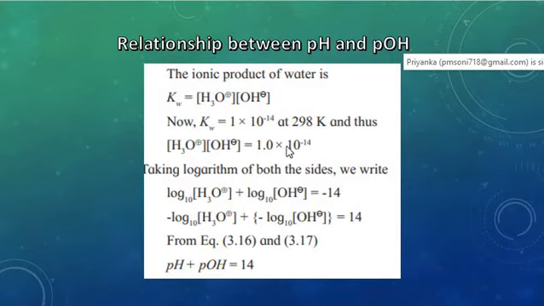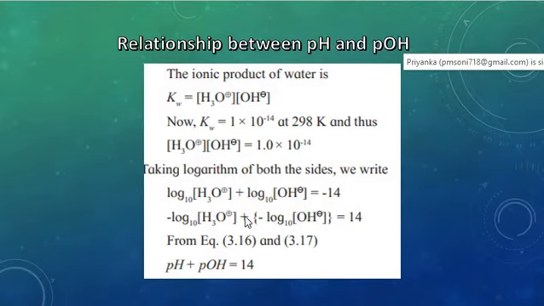In this equation, if we take log on both sides on base 10, we will get log base 10 hydronium ion plus log base 10 hydroxyl ion concentration is equal to minus 14. Then if we take minus common from the full equation, we will get minus log base 10 hydronium ion concentration plus minus log base 10 hydroxyl ion concentration is equal to 14.